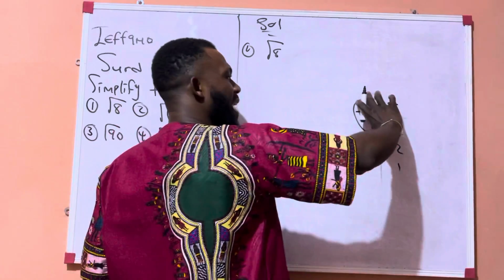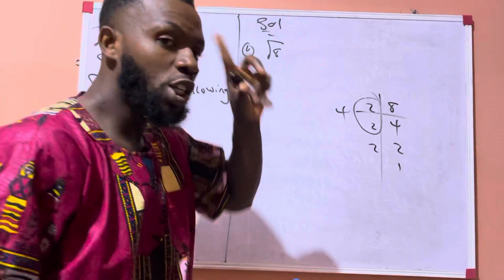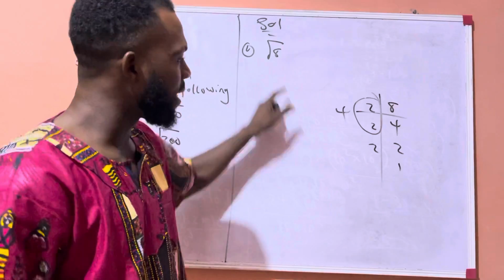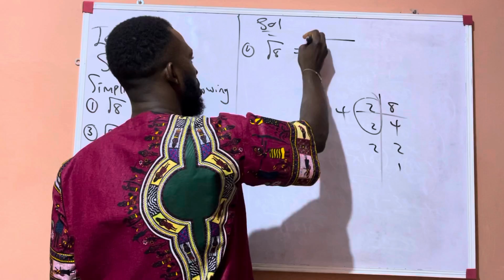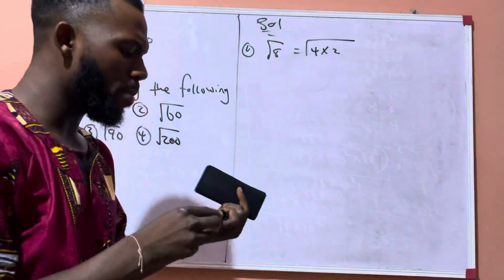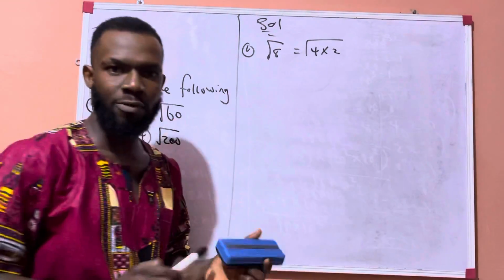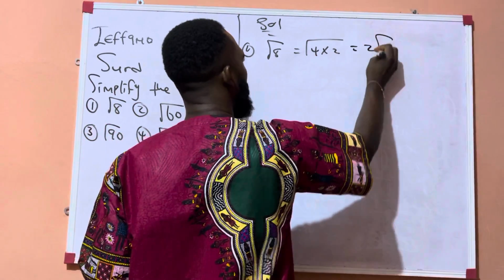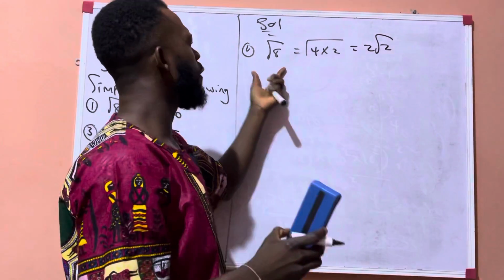Now, these 2 numbers that I have grouped, I multiply them together. 2 times 2 gives us 4. So the 2 numbers that I'm using to represent 8 are 4 times 2. So here becomes root 4 times 2. Now that I've gotten the 2 numbers, you will see that 4 is rational and 2 is irrational. What is the square root of 4? 2. And what do we have inside? Root 2. Simple. That is the simplified form of root 8.